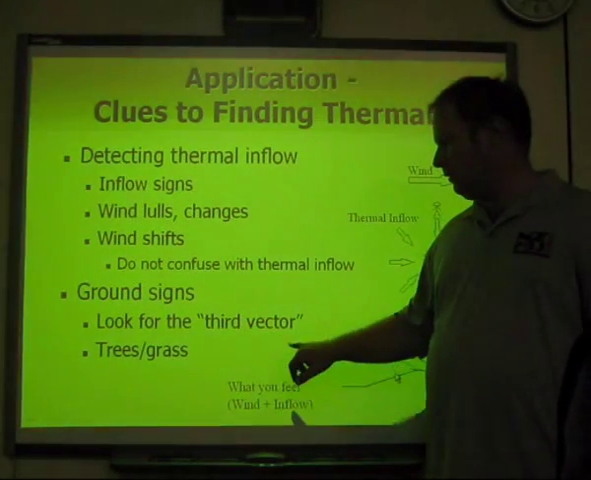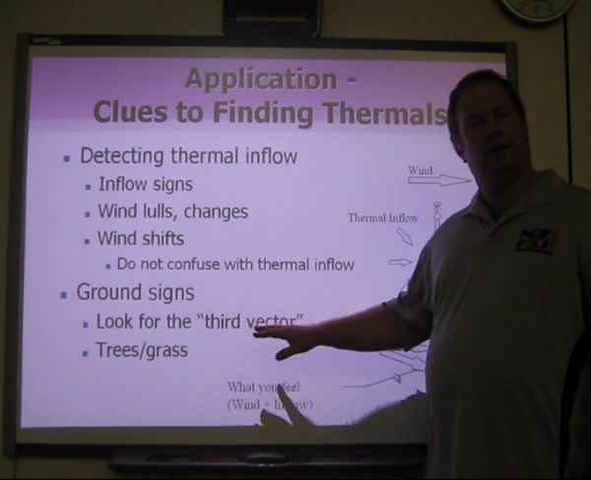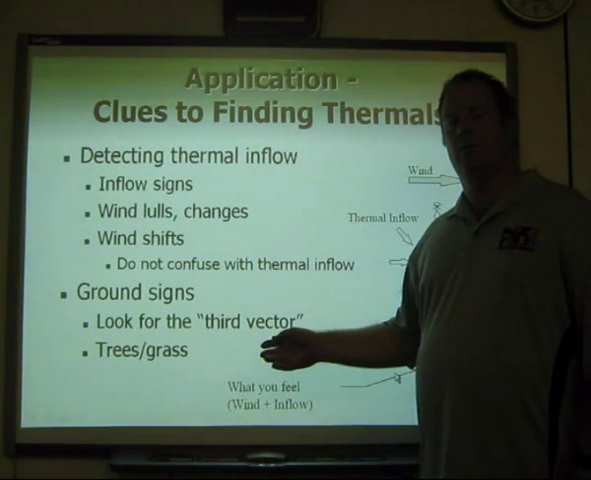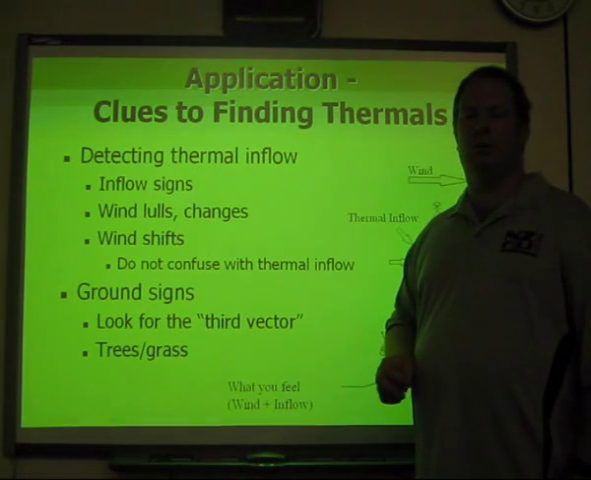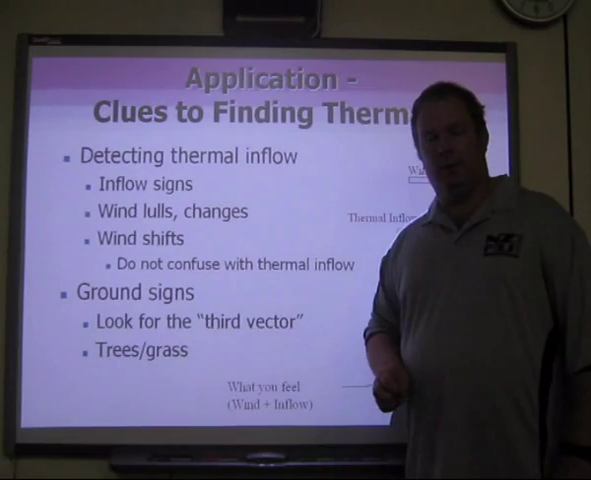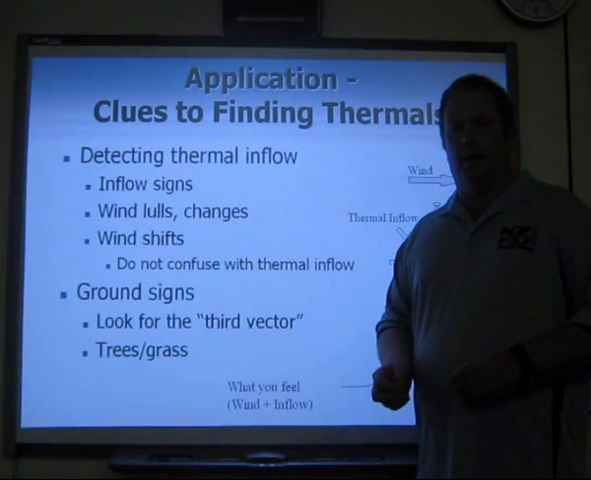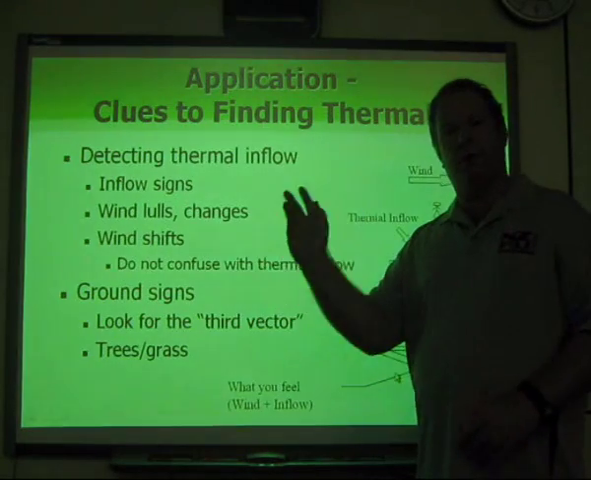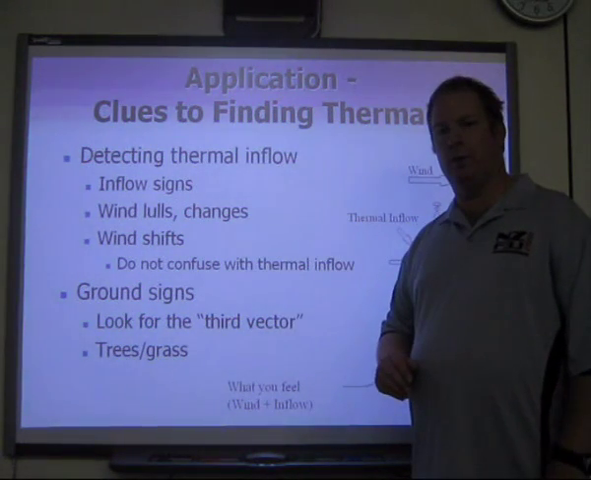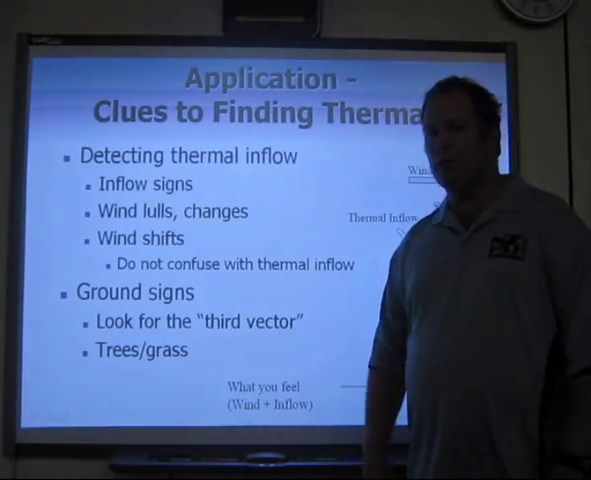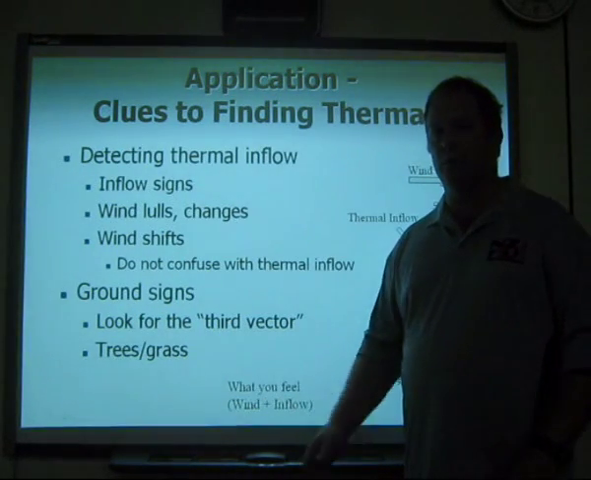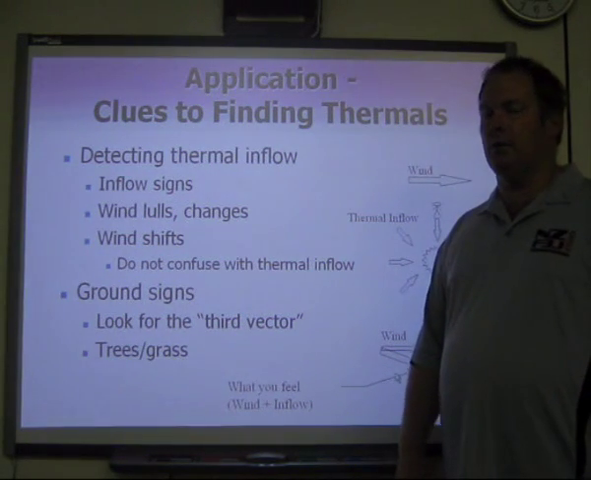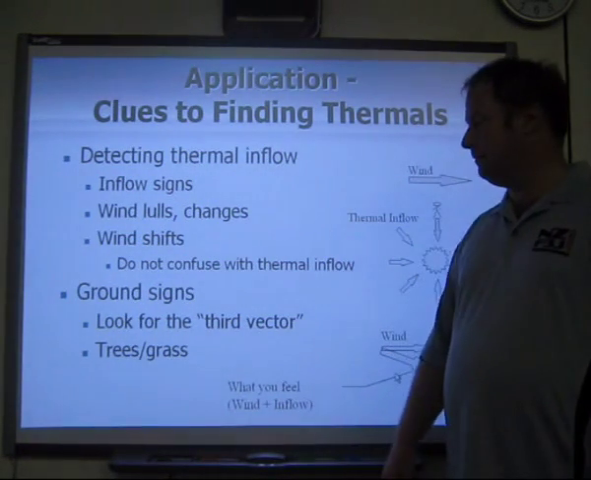On the ground, you can look for the third vector in trees, in the grass. A classic one from Turkey was a very long tree line downwind of the launch area, and we were able to look at that tree line, and you'd see the trees at one end would be stirred up and moving around and getting blown all over the place by the thermal that was going through them, whereas the trees at the other end would be dead still. And so it was quite obvious which end of the trees you wanted to head towards. That's just one example of a ground sign.